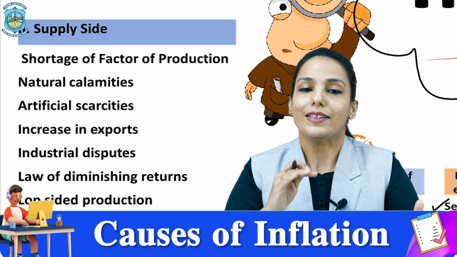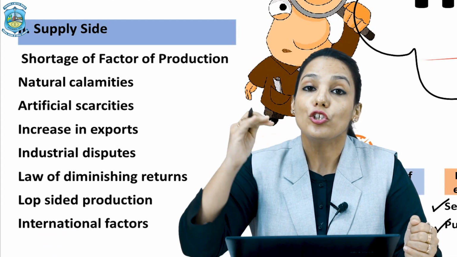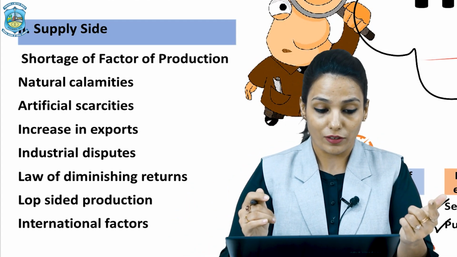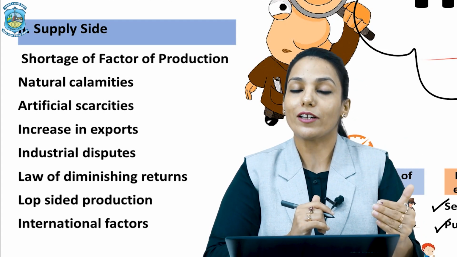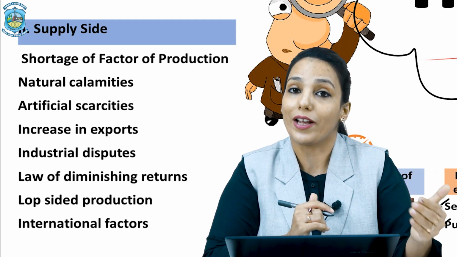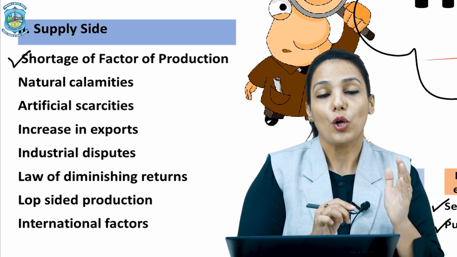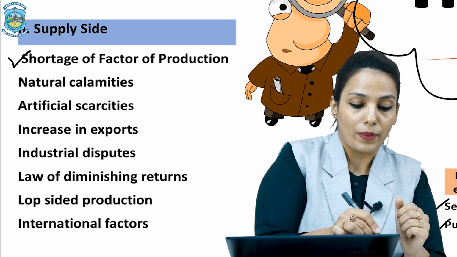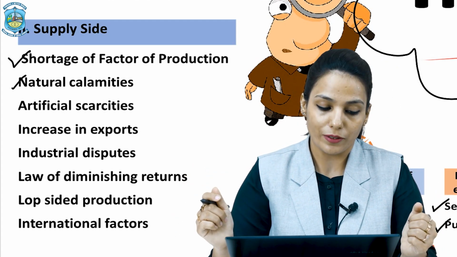those factors that lead to a decrease in the supply of goods and services. So first is maybe shortage of factors of production. This shortage of factors of production is leading to an increase in prices of goods and services. Second can be natural calamities which disrupt the production and distribution of goods and services. Due to decreased goods and services, prices will increase.